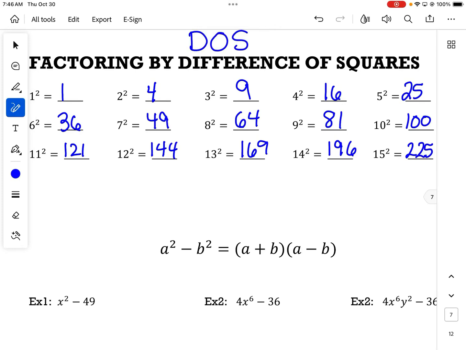So factoring by difference of squares, it's important to know what your perfect squares are. So that's our perfect square list. If you're unsure if any number is a perfect square, then you can always take the square root.